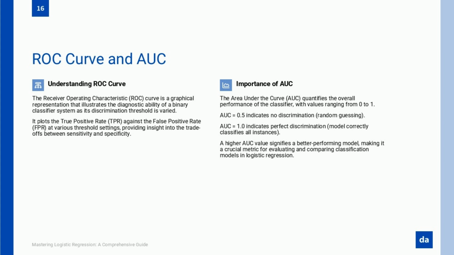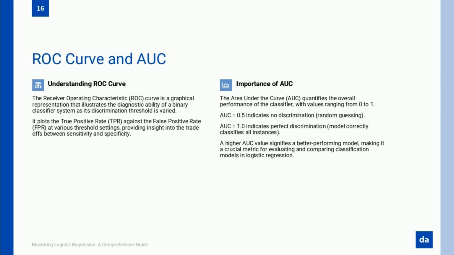And to measure how well it's doing, we turn to one of the most powerful evaluation tools in machine learning, the ROC curve and AUC score. Let's start with the ROC curve, short for Receiver Operating Characteristic Curve. Sounds fancy, but here's what it actually does. It plots the true positive rate, sensitivity, against the false positive rate at different threshold levels. In simple terms, it shows us how well our model separates the positive and negative cases.